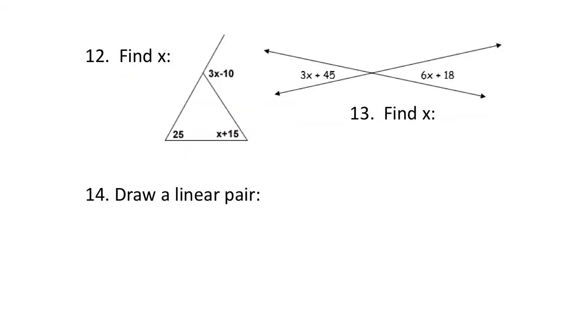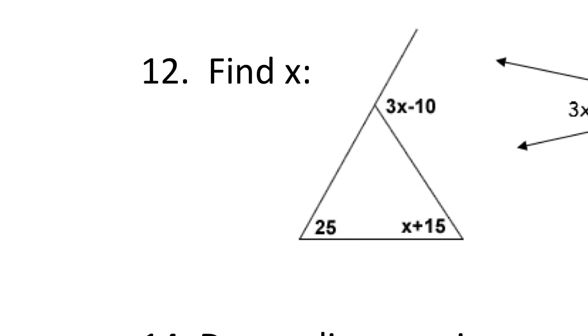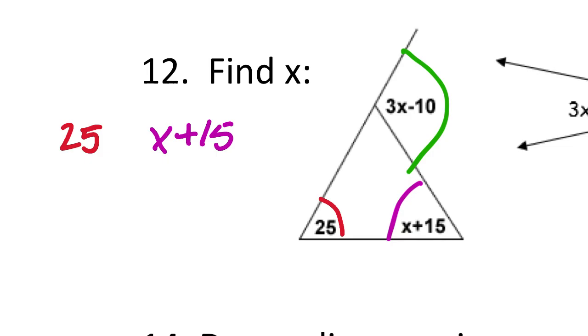Let's go ahead and find x on number 12. It is in two parts, but right here what we see is these two interior angles would add up to this one exterior angle. Those are two remote interior angles right there. So I'd say, okay, 25, and then we got the x plus 15, right? If I combine those two, then you would get that third angle, which is 3x minus 10. And then again, this just becomes an equation that we need to solve for x.